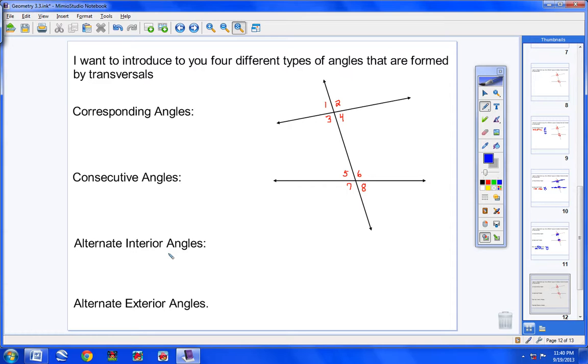And lastly, alternate exterior angles. And they do come in sets of two.